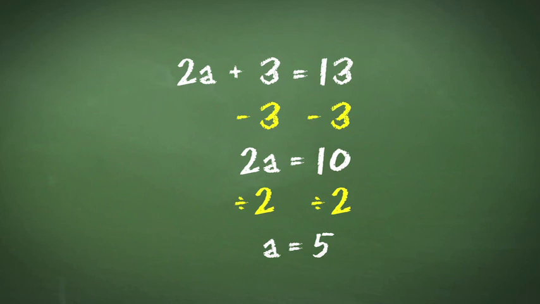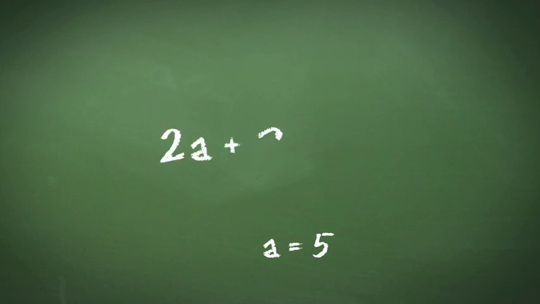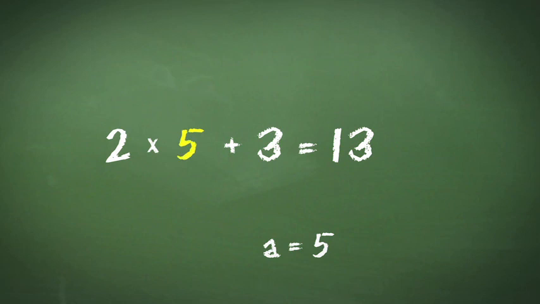We can then check our answer by putting it back into the equation we started with. 2a plus 3 equals 13. Replacing the a with 5 will give us 2 times 5 plus 3 equals 13, or 10 plus 3 equals 13, which we can see is correct.